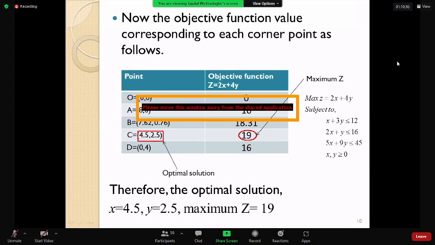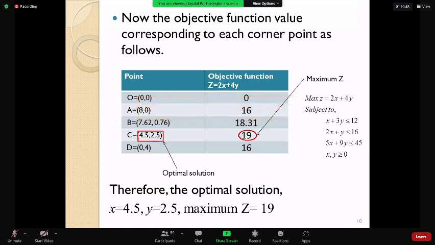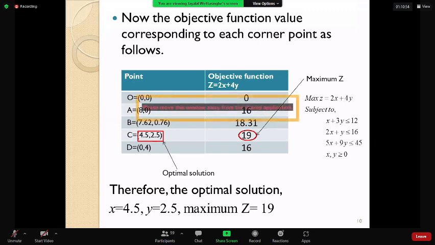And what we have done was we have drawn all these constraints in the same graph plane, and we found the feasible region. Then there is a theorem that the solution exists at one of the corner points of the feasible region. Therefore, we had to find the coordinates of all the corner points of the feasible region. For this particular example, we had 5 corner points.